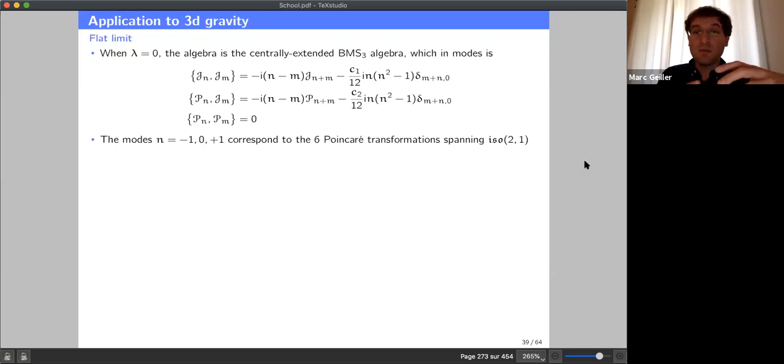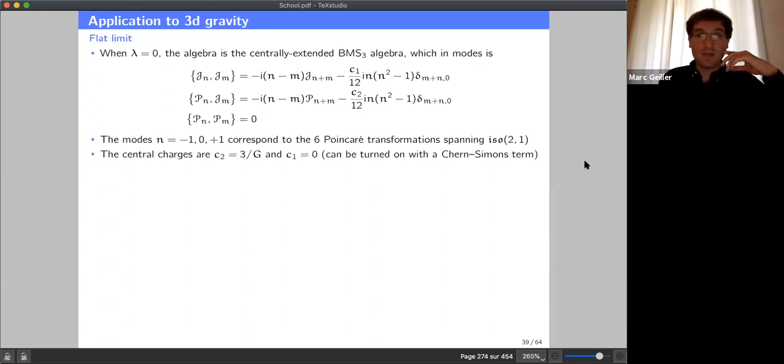So these 6 modes are the Poincaré transformations spanning the global isometry algebra. And then the BMS algebra is an infinite dimensional extension of this, because in addition to Poincaré, you allow for arbitrarily angle-dependent translations and Lorentz transformations.